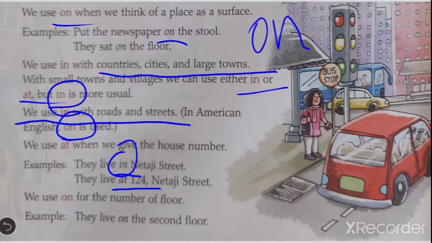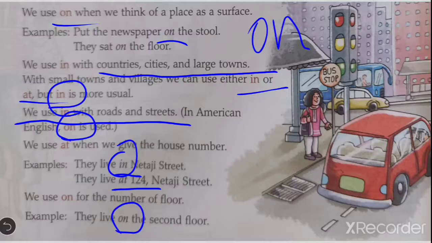Now on. We use on for the number of the floor. They live on the second floor. It is a place only. But where to use on, in and at? For the number of the floor, we have to use on. So students, remember all these things, where to use in, where to use on, and where to use at in the prepositions of place.